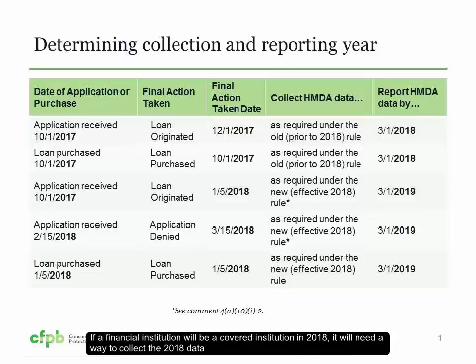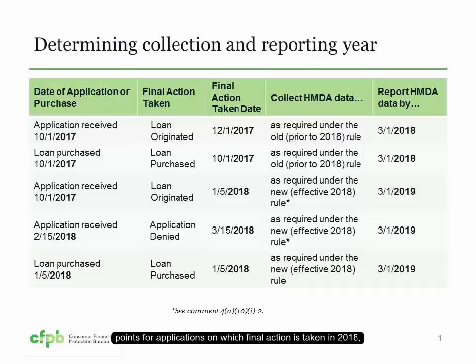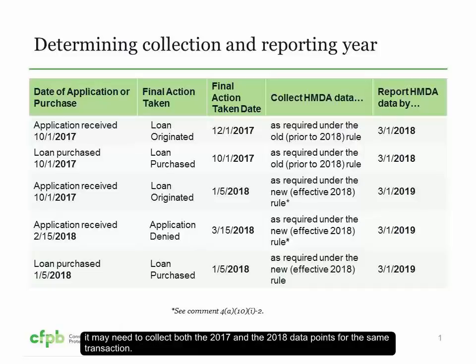If a financial institution will be a covered institution in 2018, it will need a way to collect the 2018 data points for applications on which final action is taken in 2018, even if the application is received in 2017. Unless the institution knows whether final action will be taken in 2018, it may need to collect both the 2017 and the 2018 data points for the same transaction.